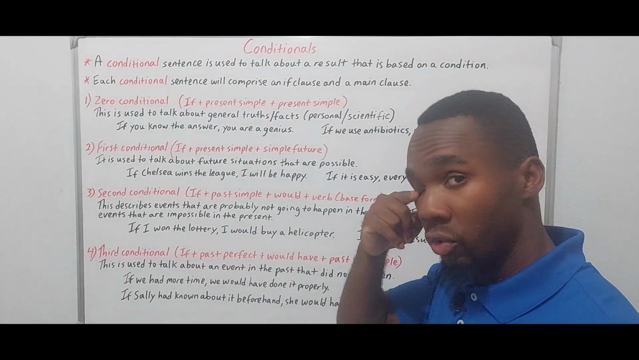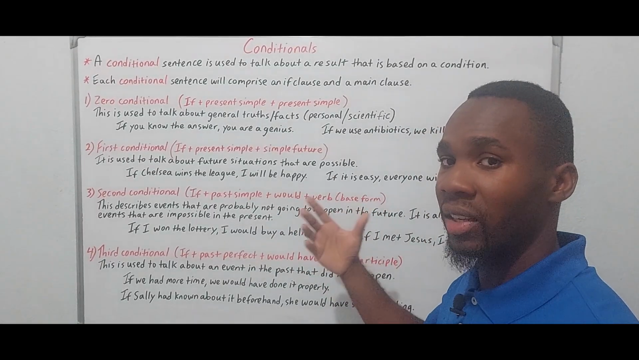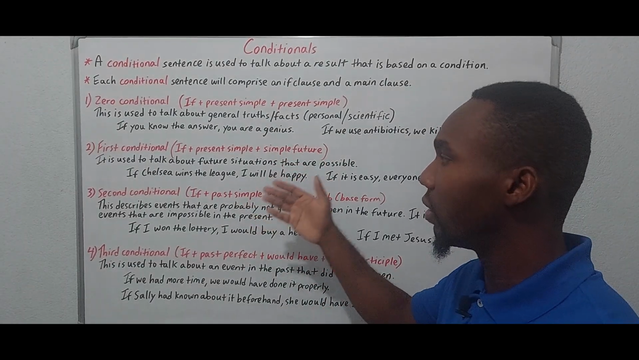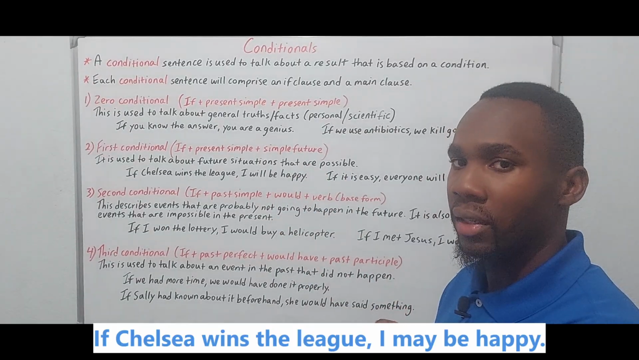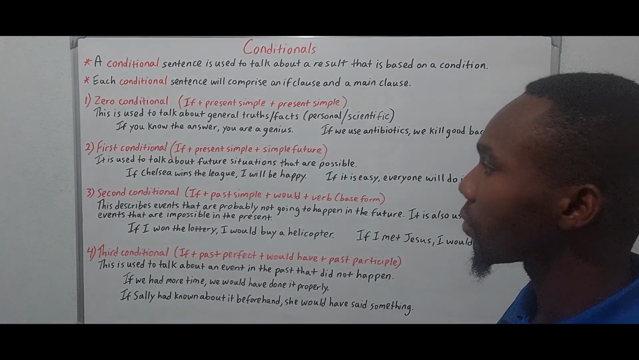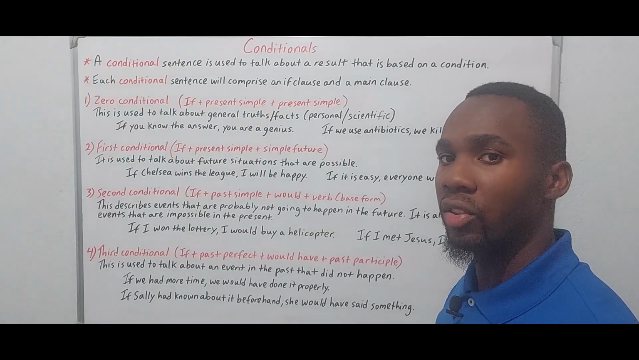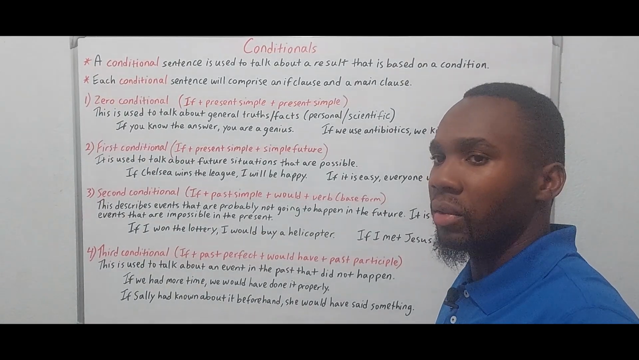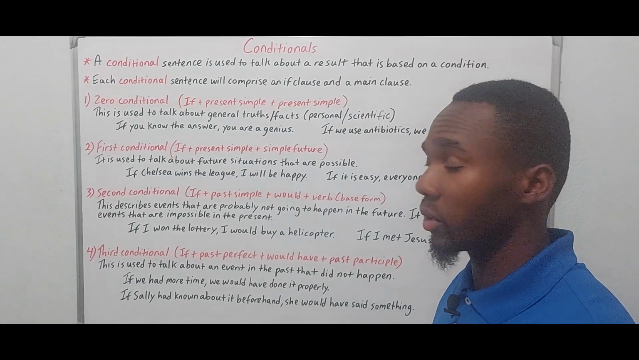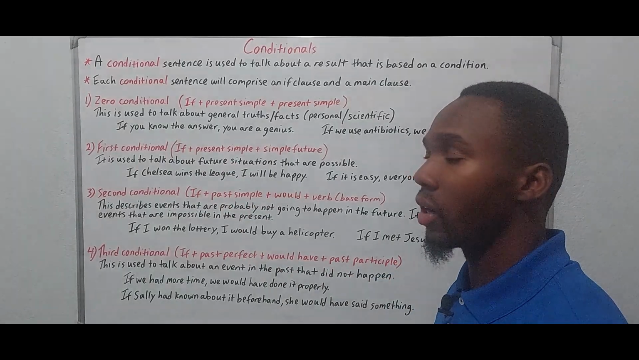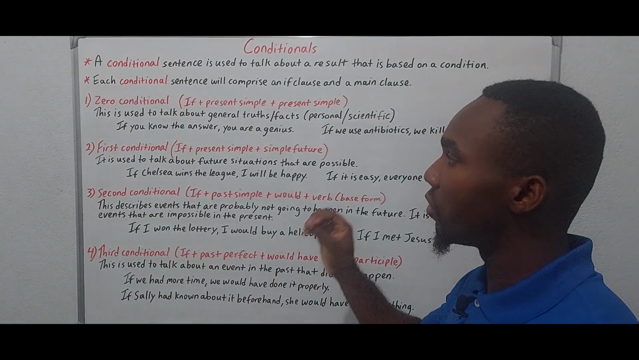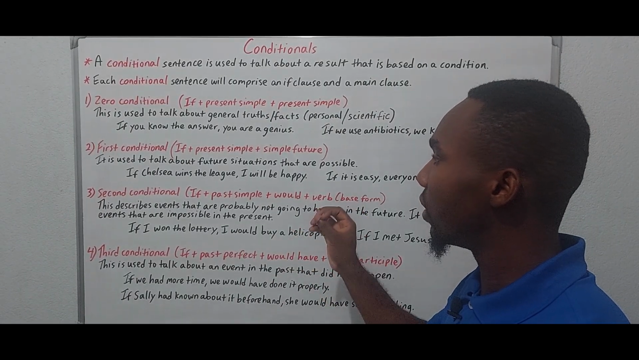possible, we can also use modal verbs to express the result, such as may or might. So I could also say, if Chelsea wins the league, I may be happy. If it is easy, everyone may do it. That is a perfect substitution because we are talking about a future scenario that is possible. It is not certain, it is possible, if, of course, the condition is met, right? So we use the first conditional to talk about future situations that are possible.